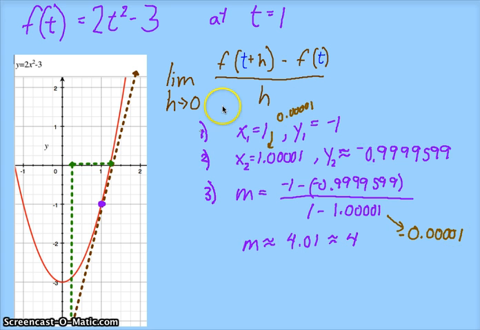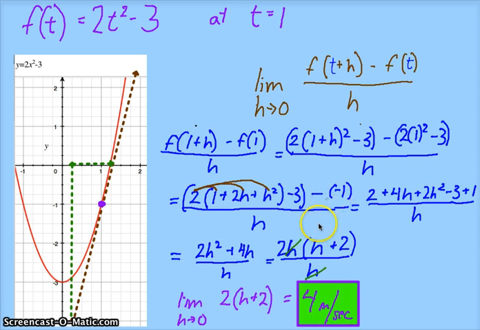This is what we did to estimate the slope. Obviously, this is an estimate, 4.01. In our previous screen, we were able to see that it's 4 meters per second exactly. All right, so limits are very powerful in this context. All right, let's look at another example.